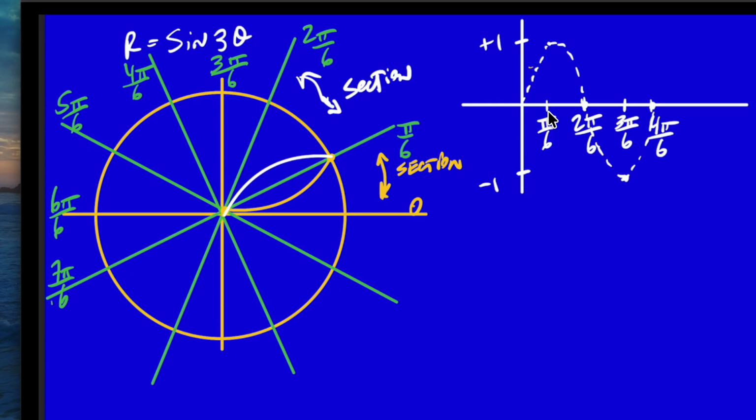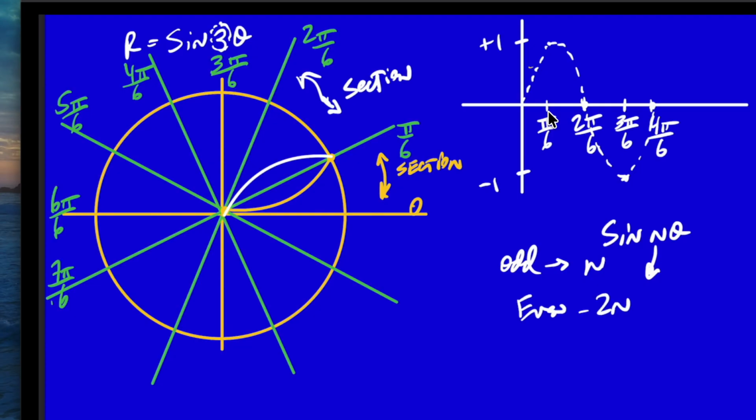And I forgot to mention, we will have 3 petals because that value right in front of the theta is odd. Let's put it this way: if you have sine of n theta, then if n is odd, the number of petals is going to be n. However, if n is even, then the number of petals is going to be 2n. So for example, if we had sine of 2 theta, we would end up with 4 petals. So we may have to go more than one period to get our 3 petals.